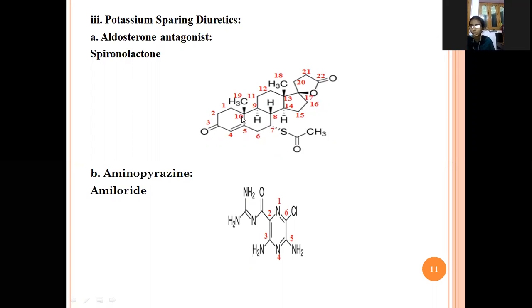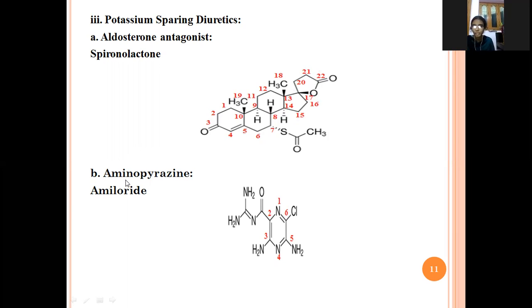See here, this is the structure of pregnane. In the third position, oxygen group, and in the fourth position, double bond. In the 7th position, sulfonyl acetyl group is attached. In the 19th and 18th positions, the methyl groups are attached. In the 21st position, the carboxylic group is attached.